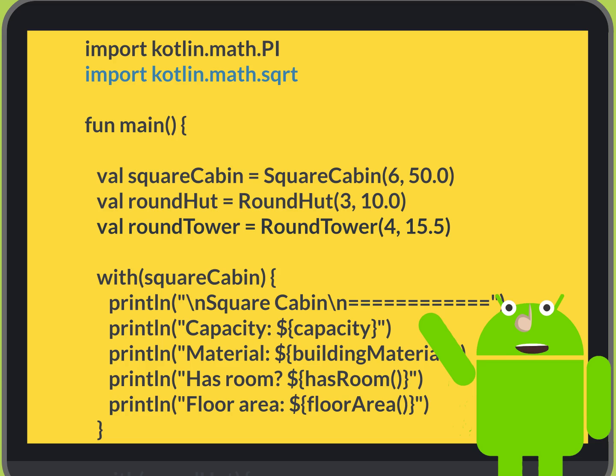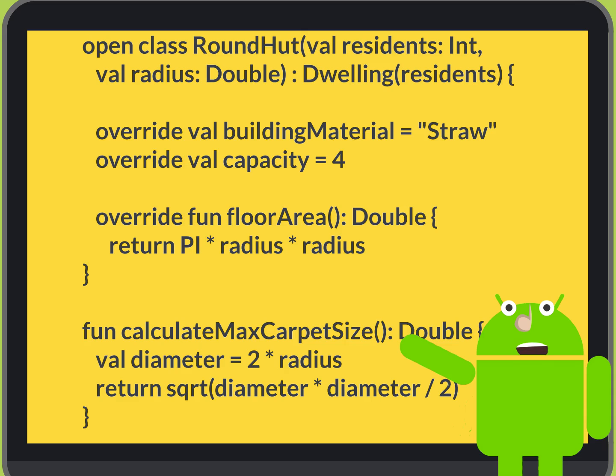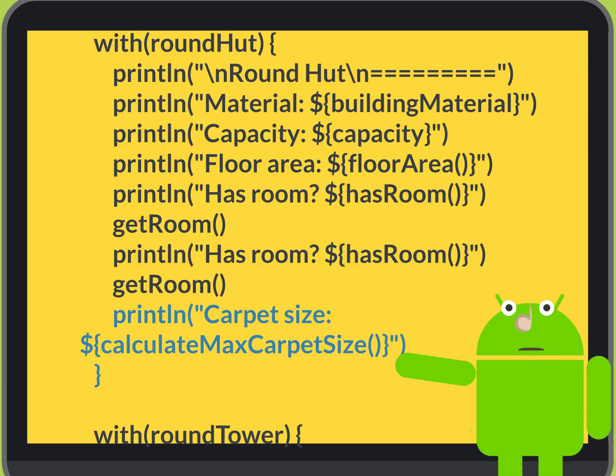1. First, import the sqrt function from the Kotlin.math library. 2. Implement the calculate max carpet size function in the RoundHut class. 3. The calculate max carpet size method can now be called on RoundHut and RoundTower instances. In the main function, add output statements for RoundHut and RoundTower.